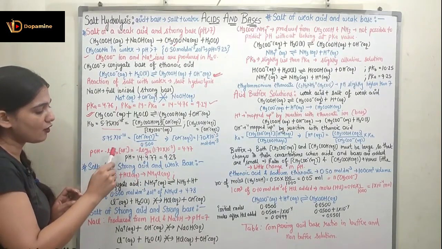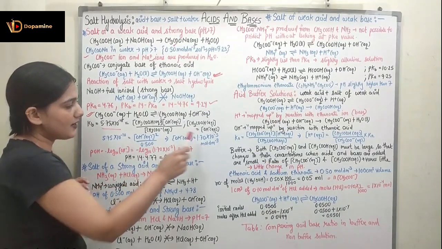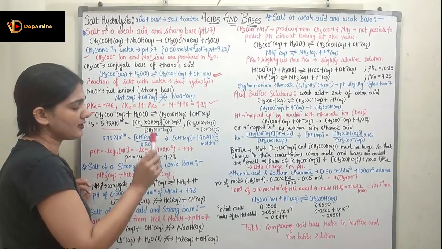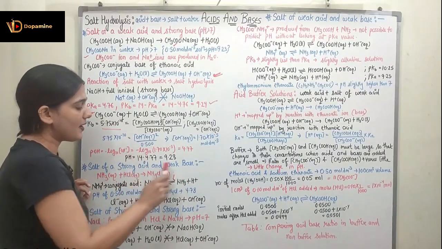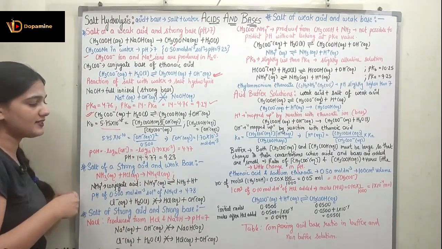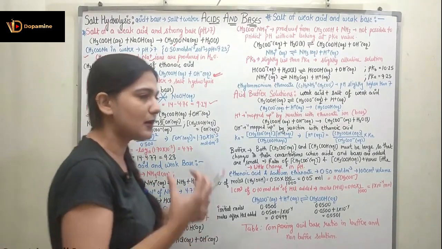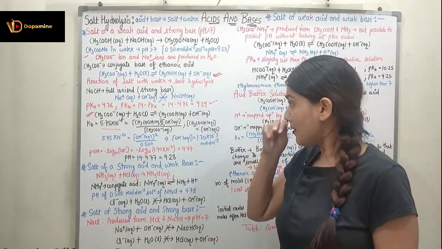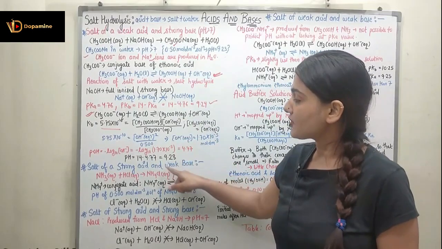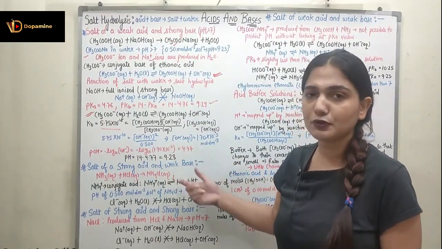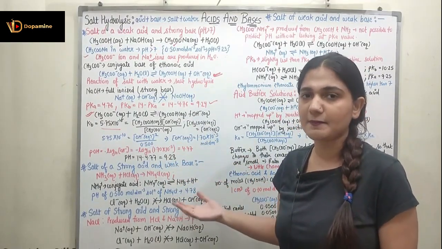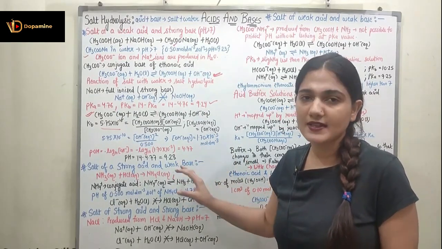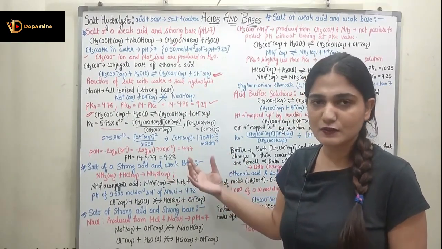pOH will be the negative log of the concentration of OH negative. So we can put the value: negative log of 1.70 into 10 raised to the power minus 5. When I equate it, it would be equal to 4.77. Now from here as well, if I find out the pH, it will be equal to 9.23. So we have justified that the pH here is 9.23, which is a basic pH. So here we have understood the salt is basic if I have a weak acid and a strong base.